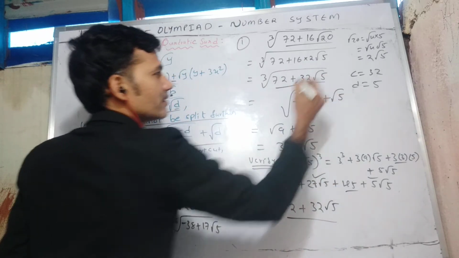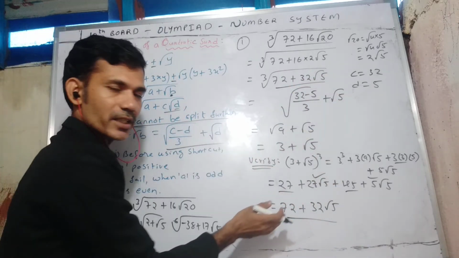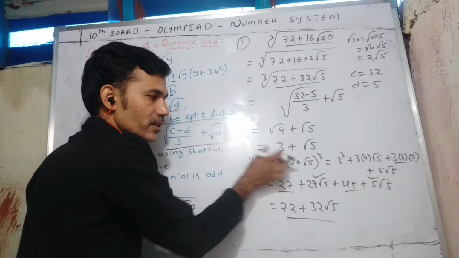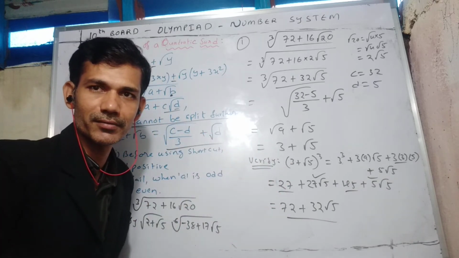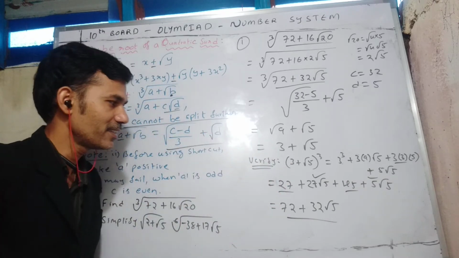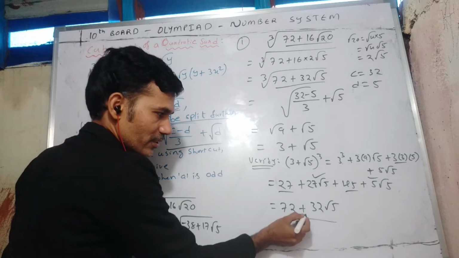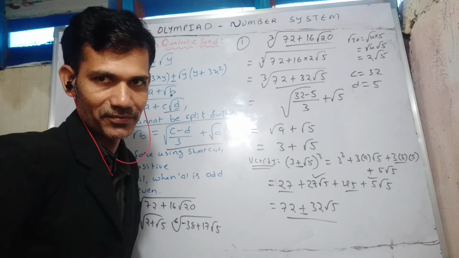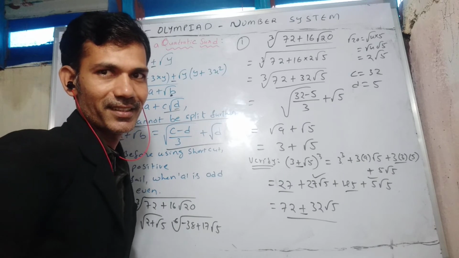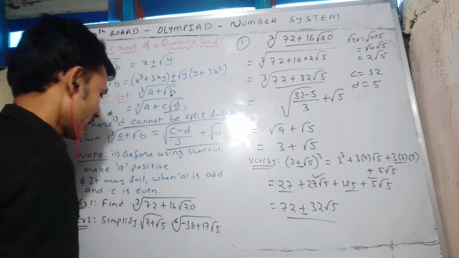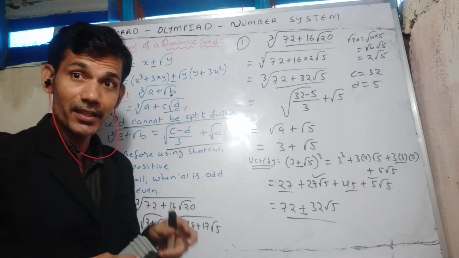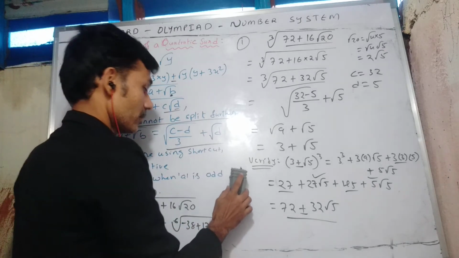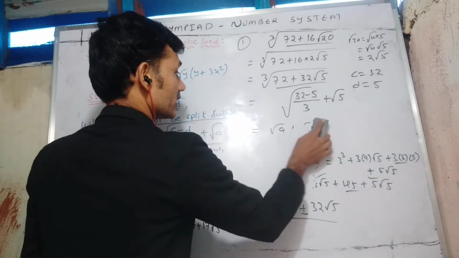See here. If you find the cube root of this, you will get 3 plus root 5. Correct only, no? Okay. And here, see, suppose if minus is there, here you will get 3 minus root 5. Okay. Is it interesting? Next, see, one of the higher order questions we will do. Okay. They will give us a simplify question like that.